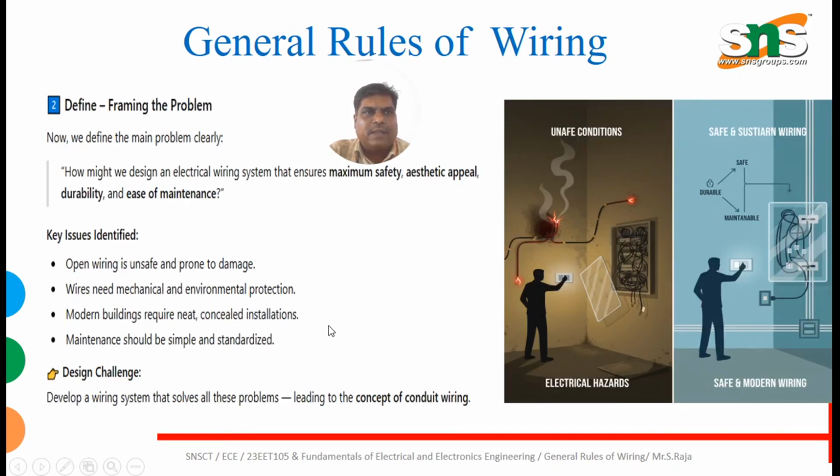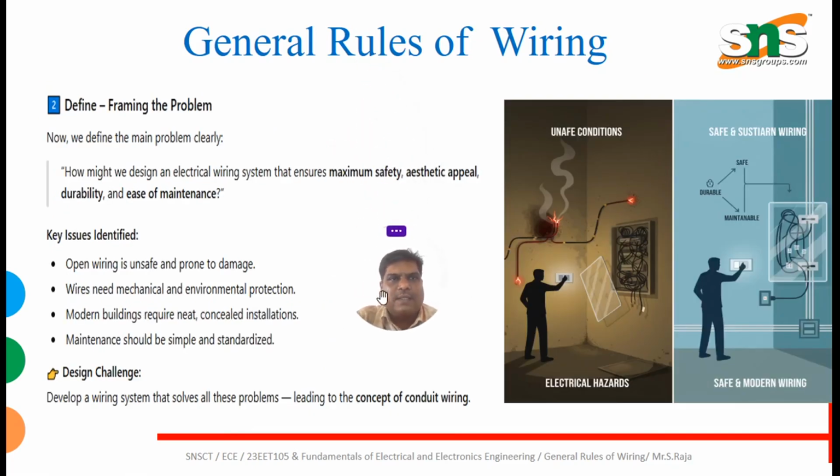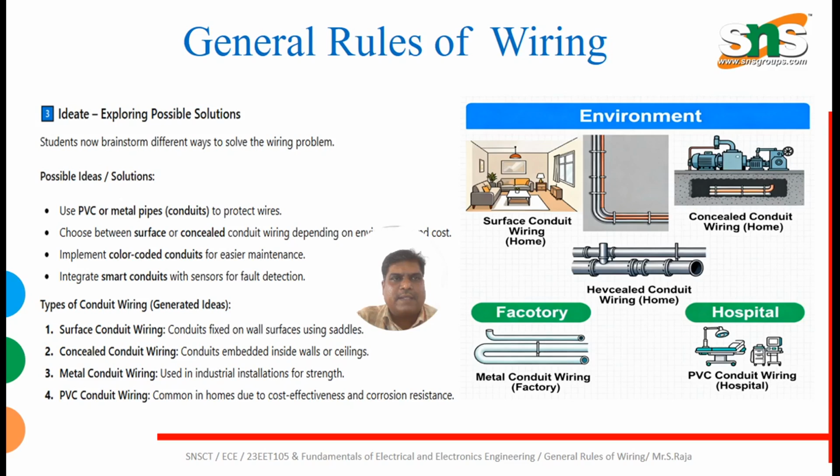Next is the define phase. In this phase, the main problems can now be made clear. How might we design an electrical wiring system that ensures maximum safety, aesthetic appeal, durability, and ease of maintenance? The key issues identified are: open wiring is unsafe and prone to damage. That is the first problem. Wires need mechanical and environmental protection. Modern buildings require neat concealed installations. Maintenance should be simple and standardized. Design challenge: we can develop a wiring system that solves all these problems, leading to the concept of conduit wiring.